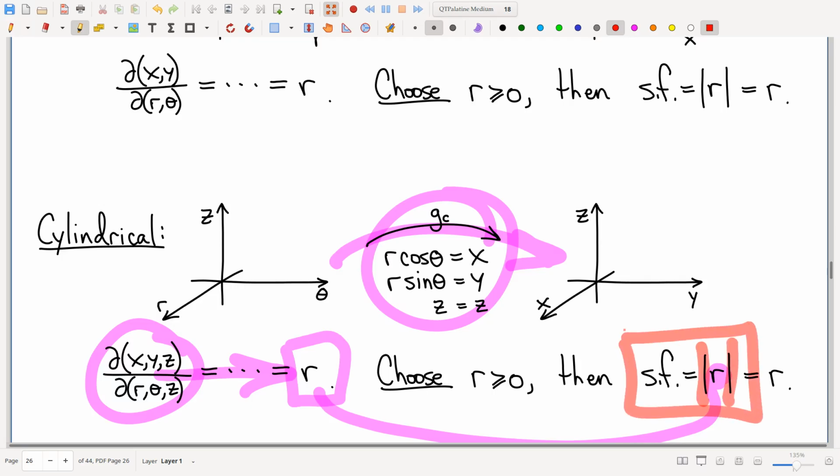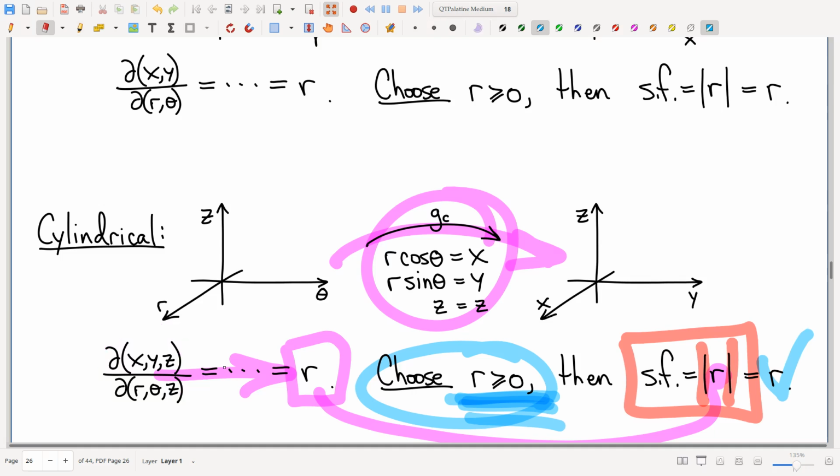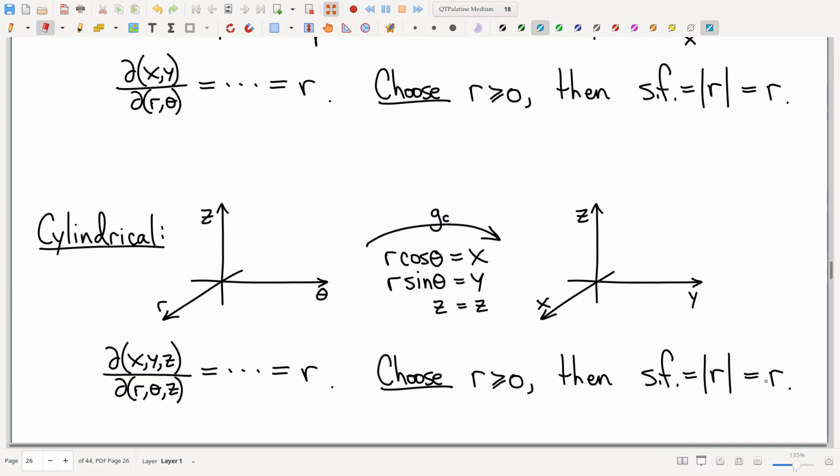Isn't that annoying? Okay, we'll make the same promise to always choose non-negative R's. And then the absolute values go away, and again, just R. It's really similar, how analogously that worked out. All right, and by the way, while we're at it, let's do spherical.